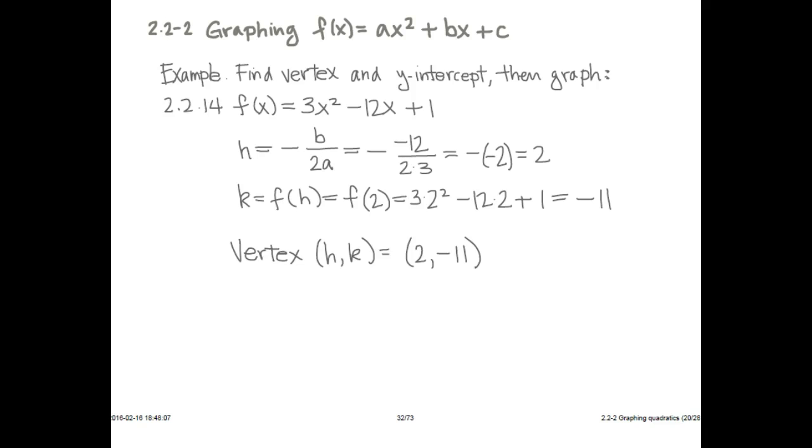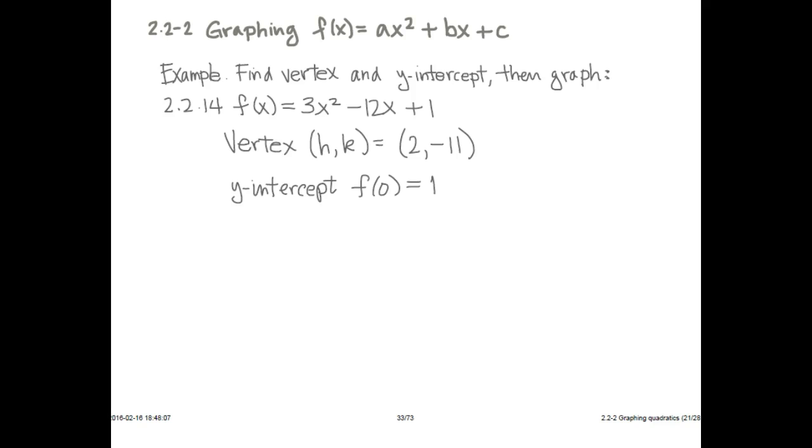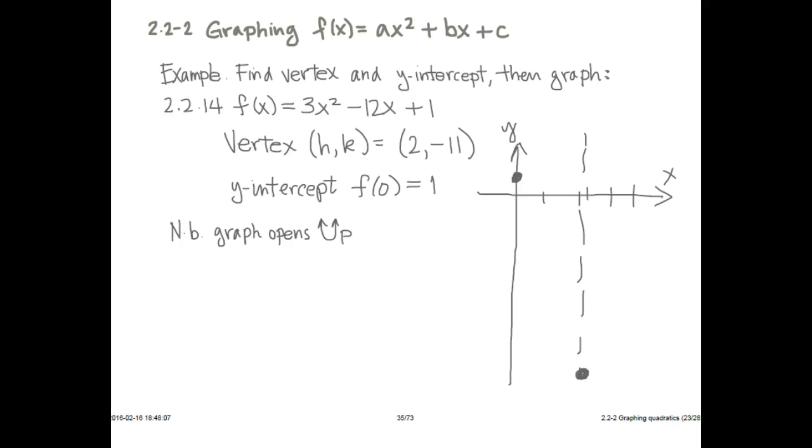Okay, so there's my vertex. And I can also immediately find my y-intercept by putting 0 in the function, which gives me a 1. So now I have 2 points on the graph, which opens up. Going to look like this, and I get another point because of the symmetry. There we go. And now connect these with a nice curve.